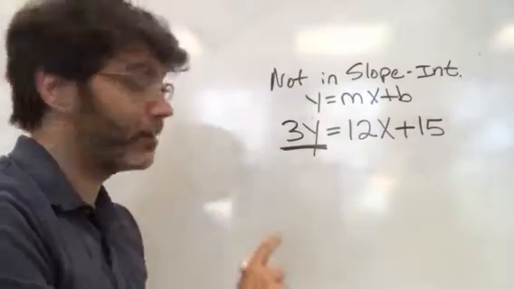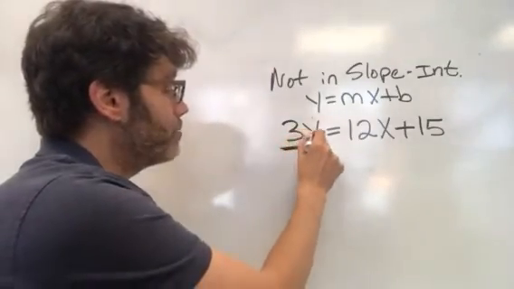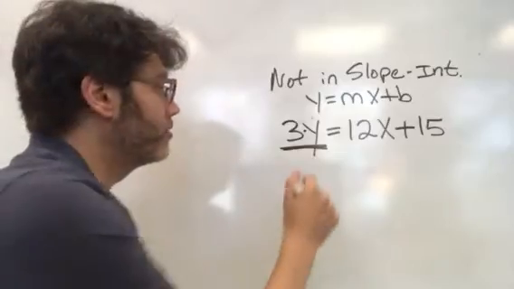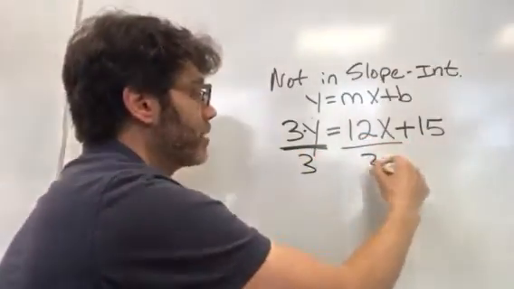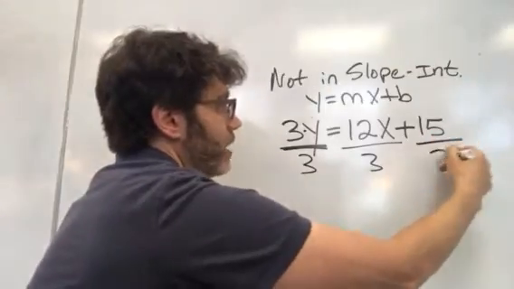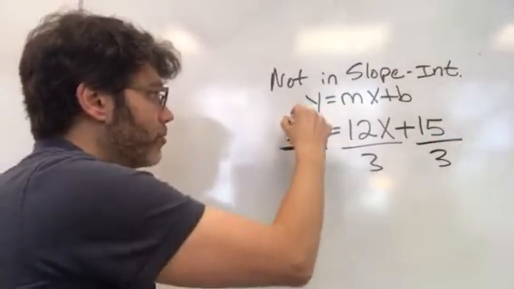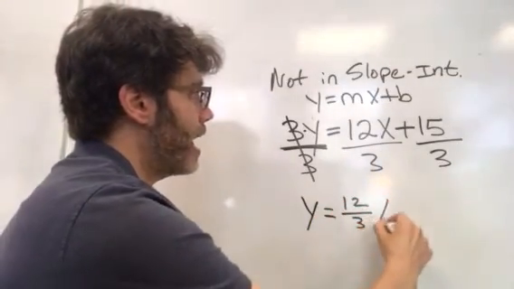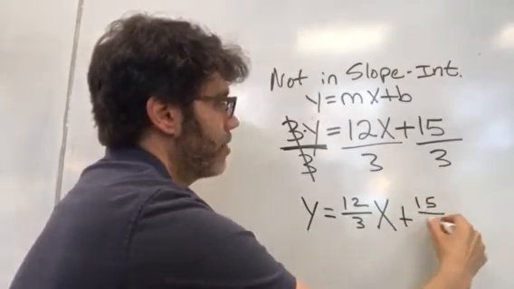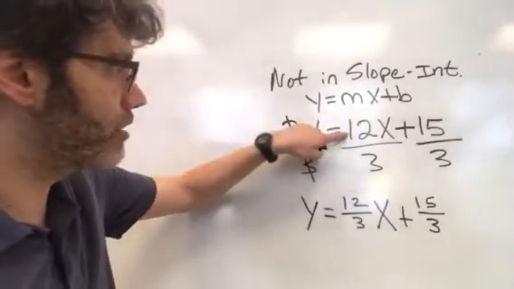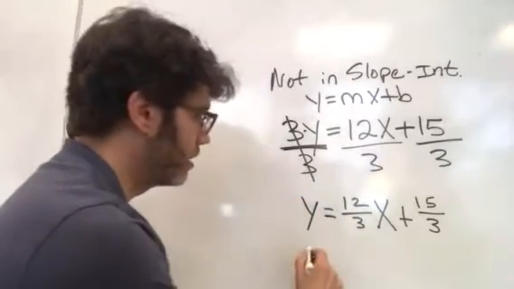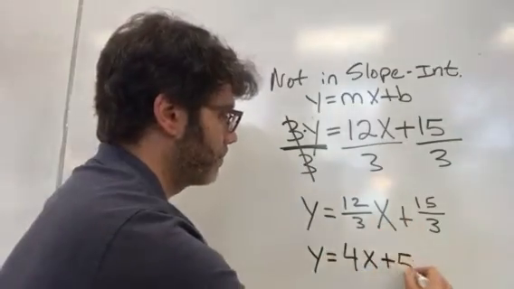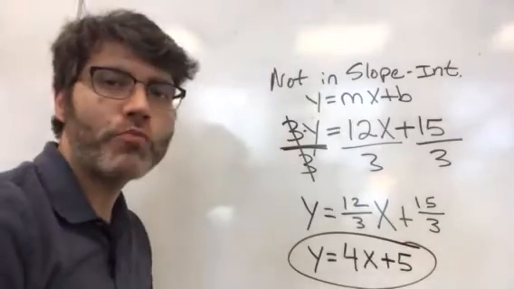The way that we get y by itself is because 3 is being multiplied against y, we undo multiplication with division. So we divide everything, because what I do to one side I have to do to everything on the other side. I divide everything by 3. So these now cancel out, and I have y equals 12 thirds x plus 15 thirds, okay? Now do you see that 3 goes into 12 4 times? So I can simplify this. Y equals 4x, and 3 goes into 15 5 times. So this is our slope-intercept form.